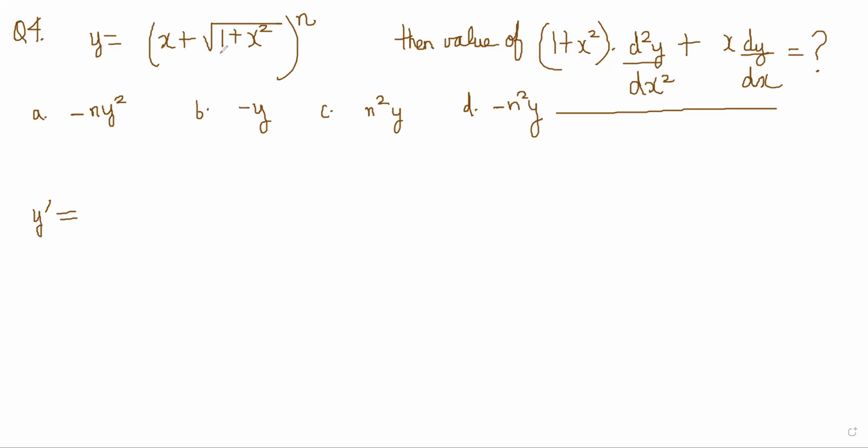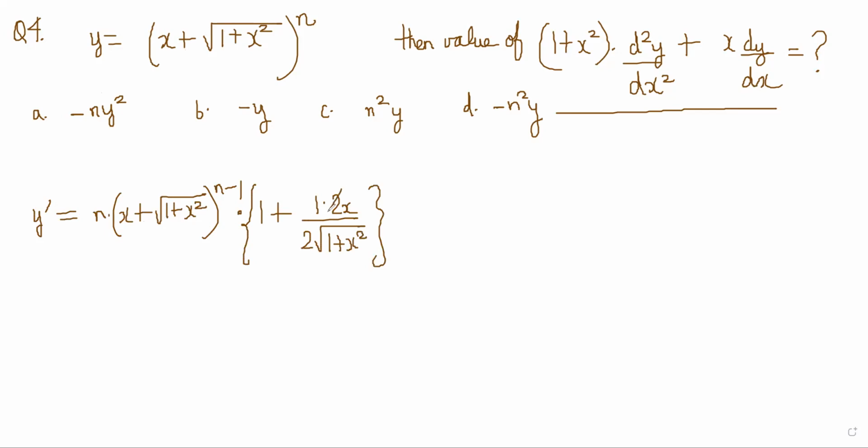What is the derivative? Tell me the first derivative here. The derivative simplifies to root of 1 plus x square. So how do we do it? We differentiate the n part, n times (x plus root 1 plus x square) to the power n minus 1, then the inside part, 1 plus 2x over 2 root 1 plus x square. So the 2 cancels, and notice that this becomes n y by root over 1 plus x square.